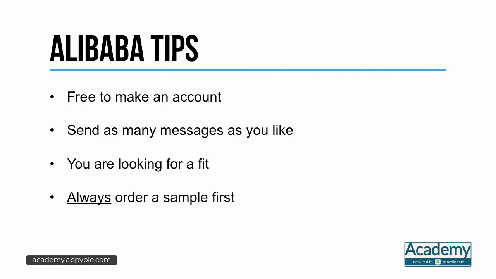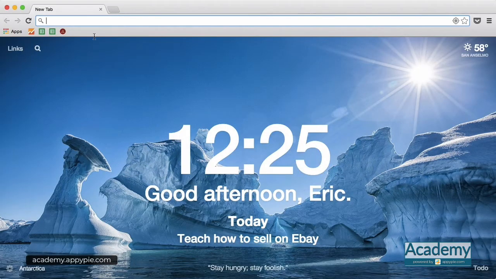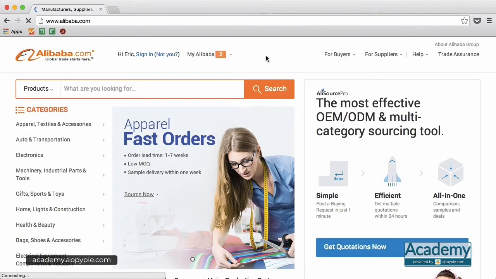So now let's take a look at Alibaba's website. So to get there, you simply type in Alibaba in the top bar, and this is it. So you have two options here.